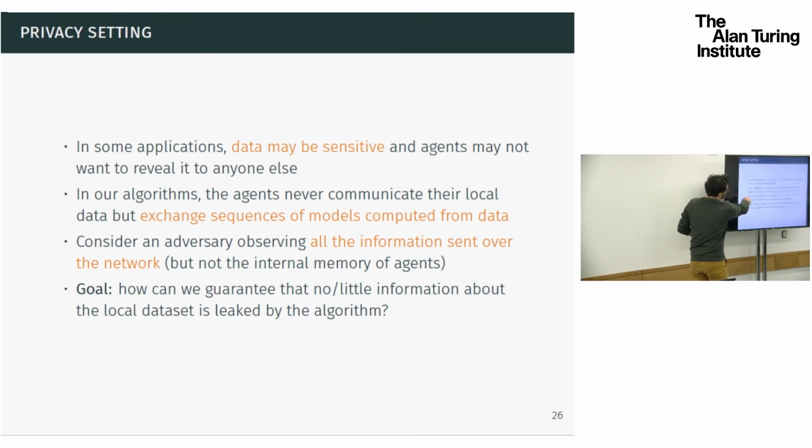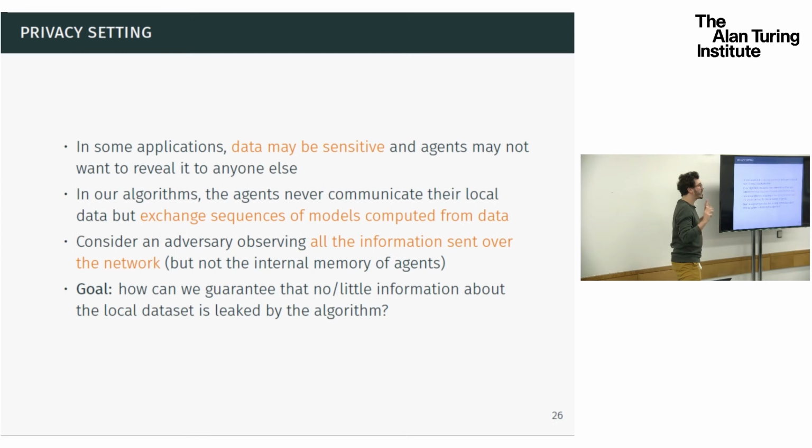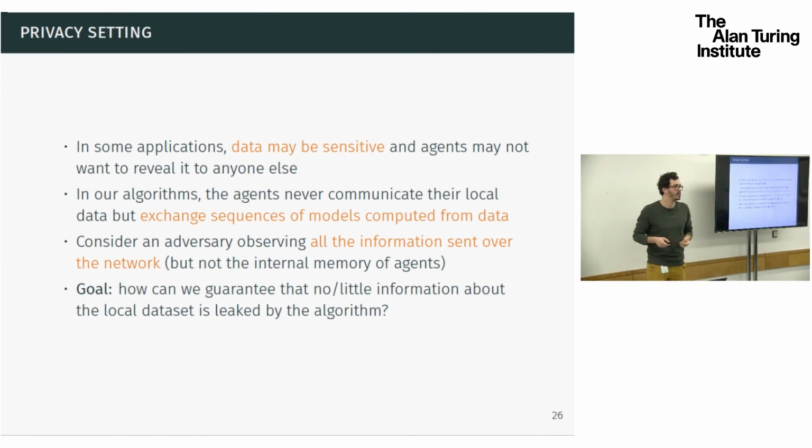Notice, of course, that against this adversary, purely local models, learning in isolation, are perfectly private because I don't share any information with the outside, so the adversary doesn't learn anything. In our case, we're going to still share some information. And so the question is, how can I trade off between sharing meaningful information and not revealing too much about my data? So we're going to try to guarantee that no, or more realistically, little information is going to be leaked by the algorithm about the local data set.